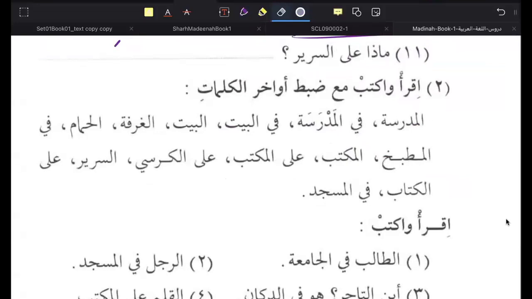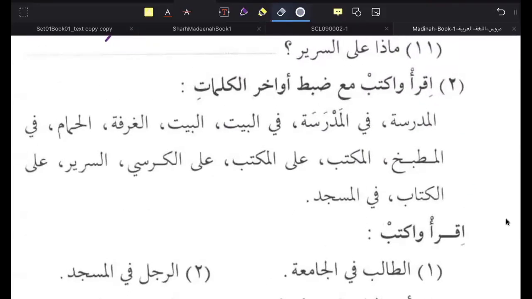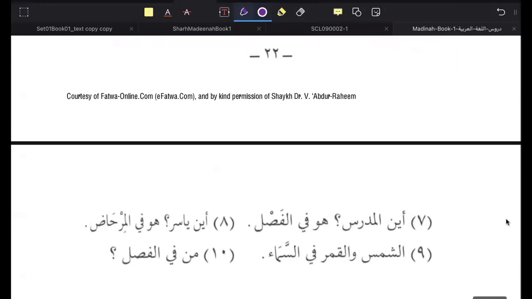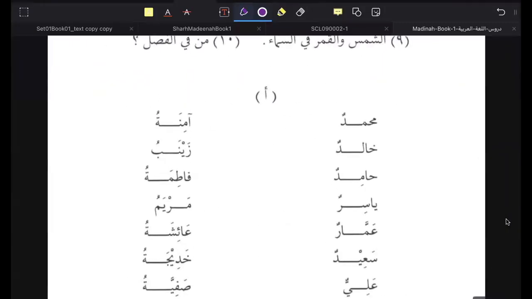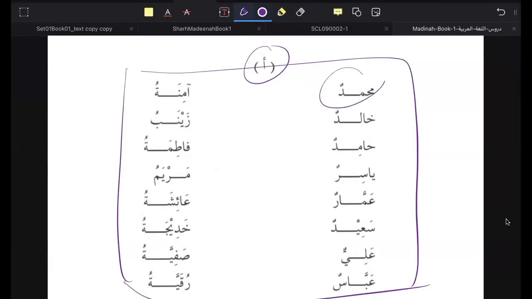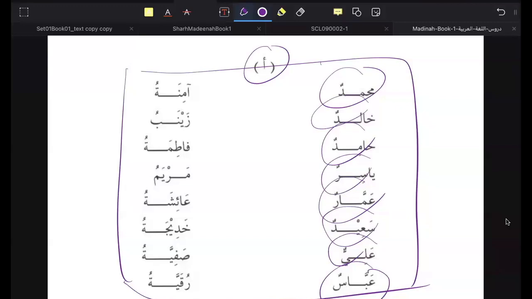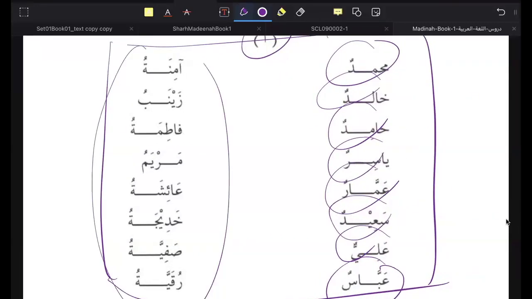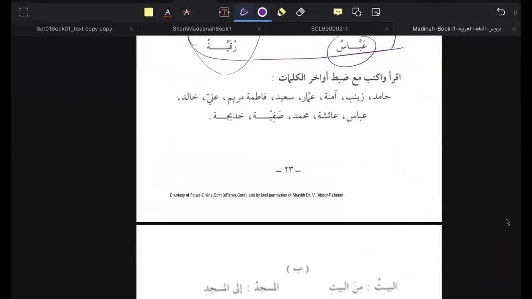And here you have "اقرأ واكتب مع ضبط أواخر الكلمات", by putting the harakat, the symbols at the end of the words. So that is something you should be doing. And then, of course, here it's talking about the concept that I mentioned to you. We have Muhammadun, Khalidun, Hamidun, Yasirun, Ammarun, Sa'idun, Aliyun, Abbasun, tanwin, tanwin, tanwin. All of a sudden, we have no tanwin: Aminatu, Zainabu, Fatimatu, Maryamu, Aishatu. We talked about them. Not an issue.